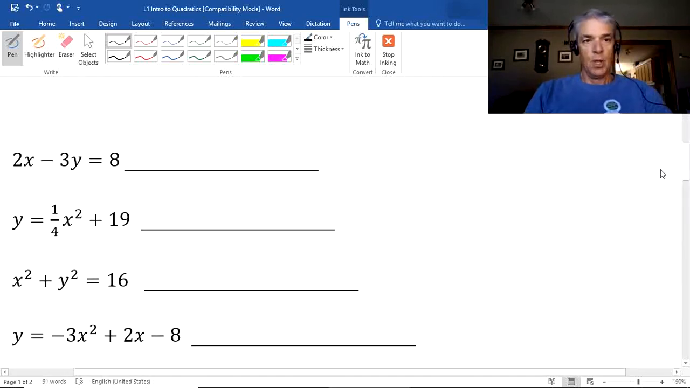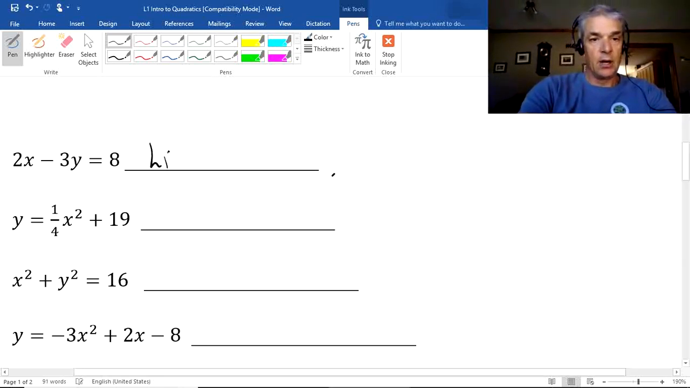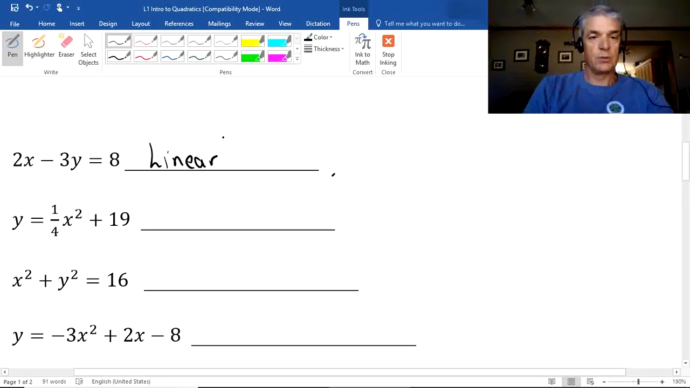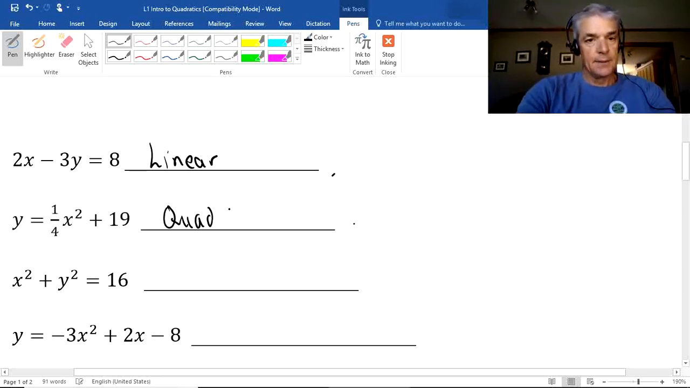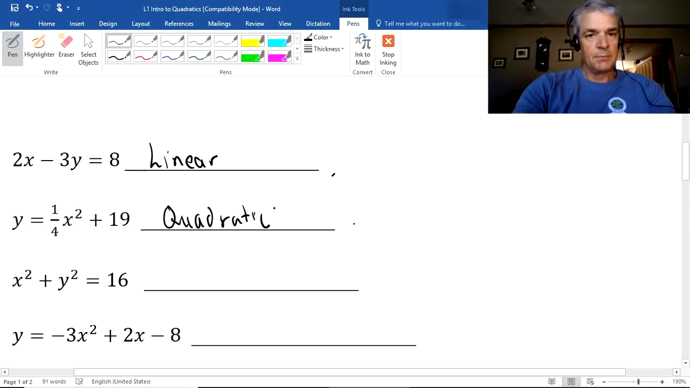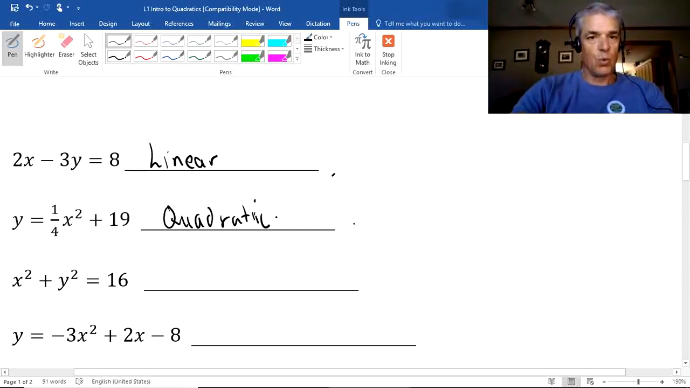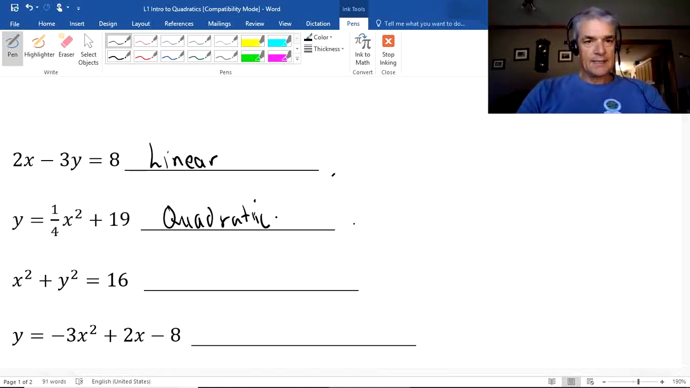So here's an example: 2x minus 3y equals 8. Well, are any of these squared? No. Since neither of them are squared, this is a linear equation. Pretty straightforward. Then I look at the next one: y equals 1/4 x squared plus 19. Well, the x is squared, the y is not, so that makes it a quadratic. Sometimes we just get lazy here and just write quad, but technically quadratic is the proper term.